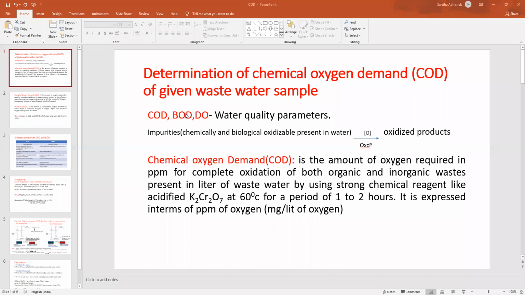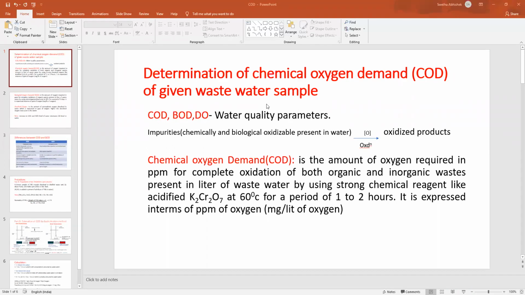Okay. So the aim of this experiment is to determine chemical oxygen demand, which is one of the important water quality parameters. So what are water quality parameters? These are the parameters from which one can determine the quality of water. There are three important water quality parameters: COD, BOD, DO. I'll be explaining what is COD, what is BOD, and what is DO, just to know their importance. But what is the aim of the experiment? To determine COD, that is chemical oxygen demand, which is also an important water quality parameter.